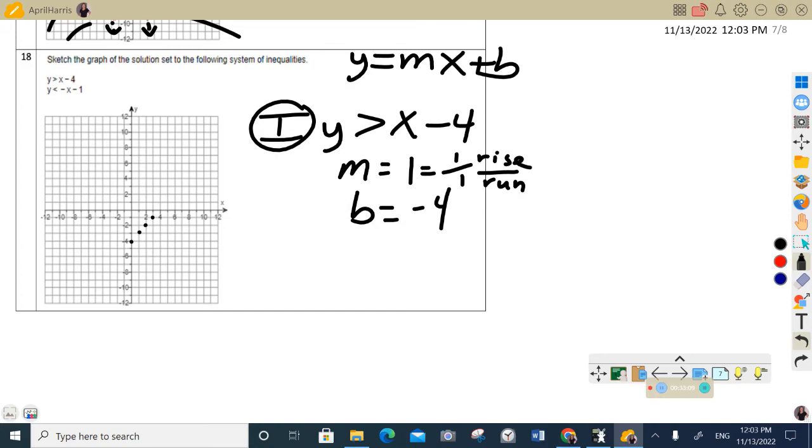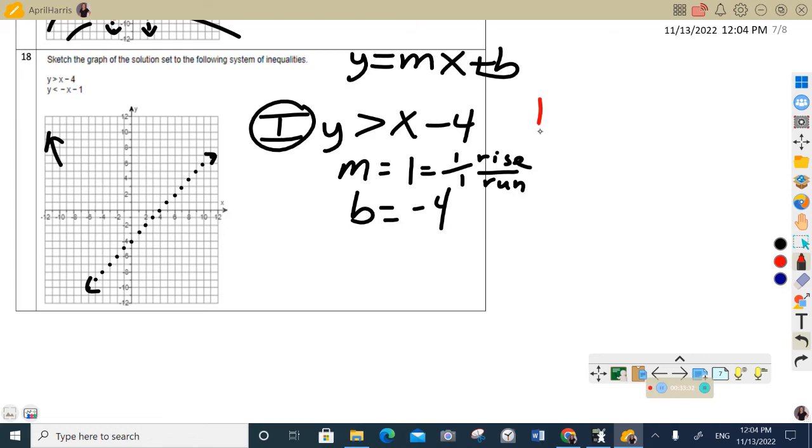Now, that is going to be a dotted line because there's no equal to on that. So there's my line. And then we're going to shade above that. So above that's going to be this direction, all right? But I'm going to wait and shade at the end because we're going to have some shading that overlaps.